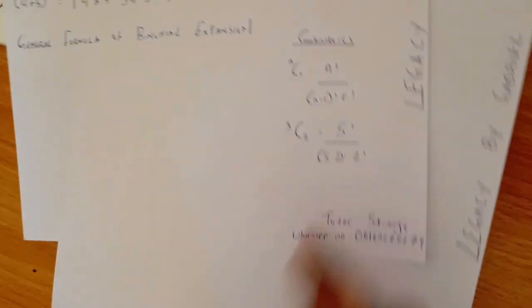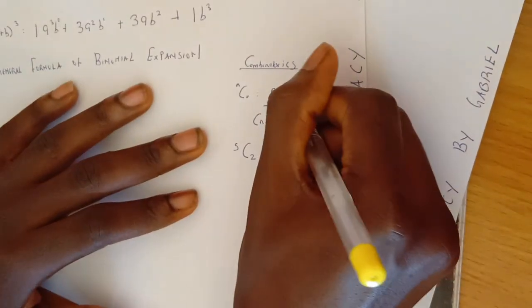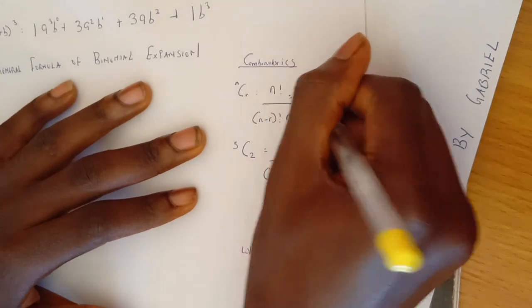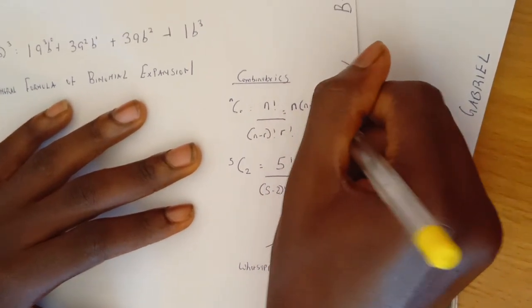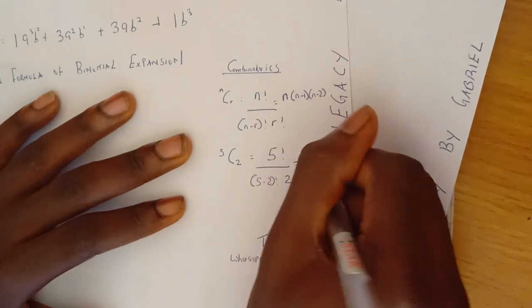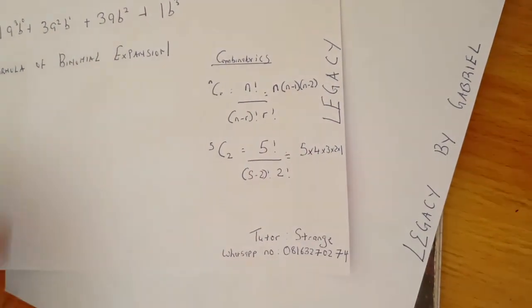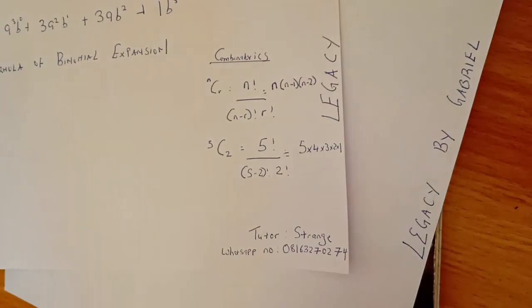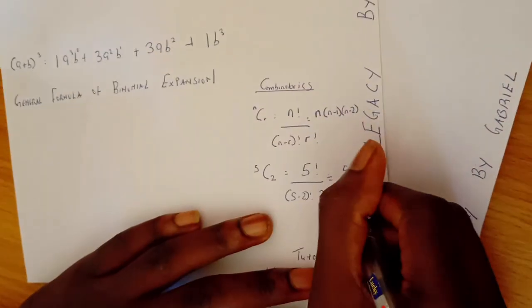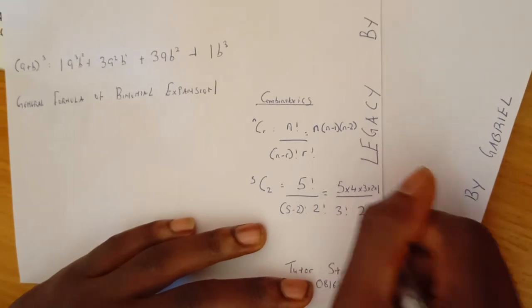And when we have this, what does factorial mean? For n factorial, we have n multiplied by n minus 1 multiplied by n minus 2 and keep going like that. So let's do 5 factorial: 5 times 4 times 3 times 2 times 1. It's not going to extend into the negative part of the numbers, so we're going to stop at 1. Divided by 5 minus 2, that is 3 factorial, and 2 factorial.